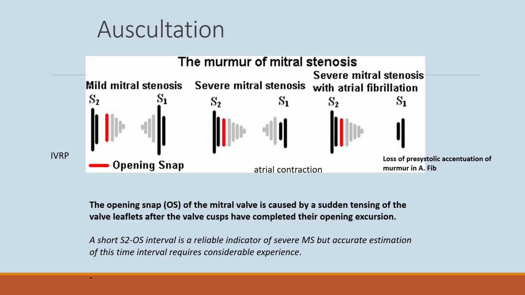Finally, when atrial fibrillation sets in, as we said before, there will no longer be atrial contraction. So the accentuation of the murmur at the end of diastole will no longer be there. Loss of presystolic accentuation of the murmur in atrial fibrillation. It's written here.